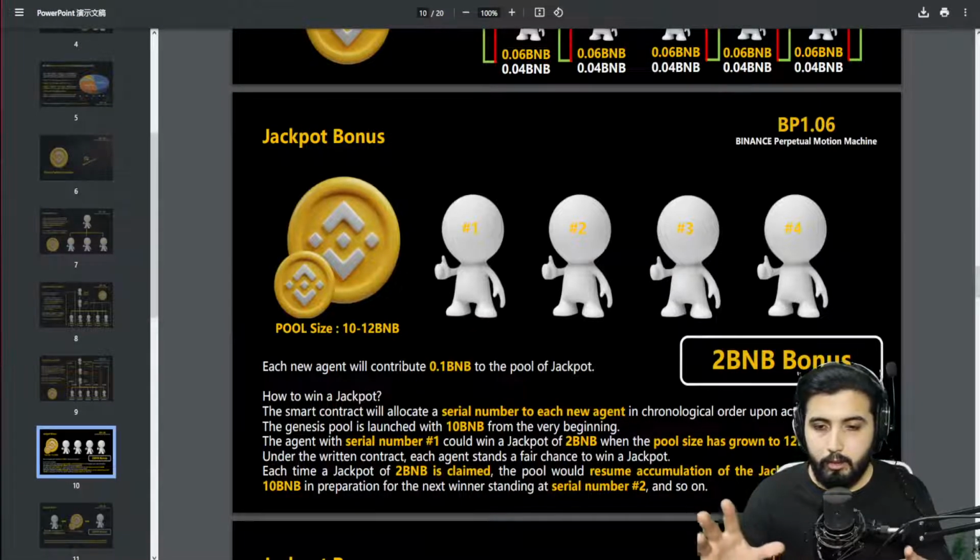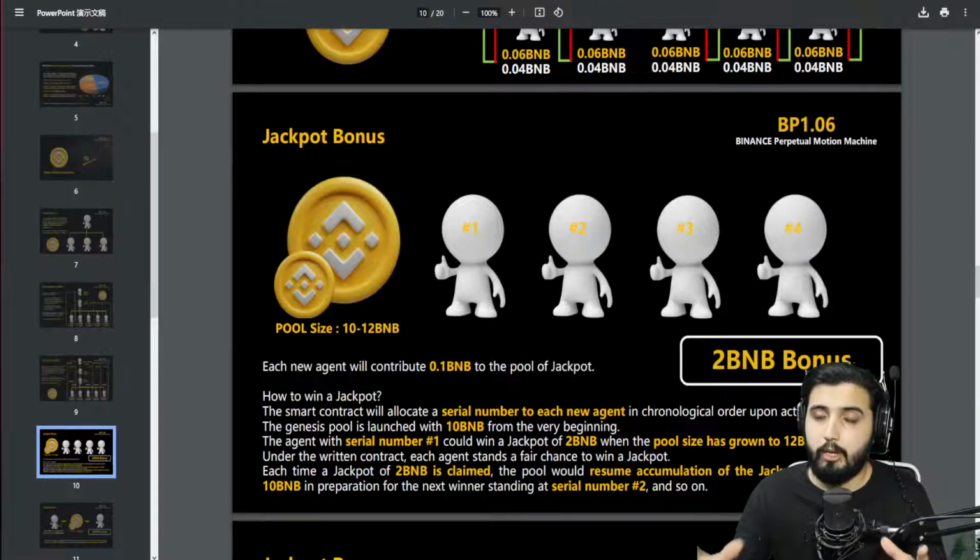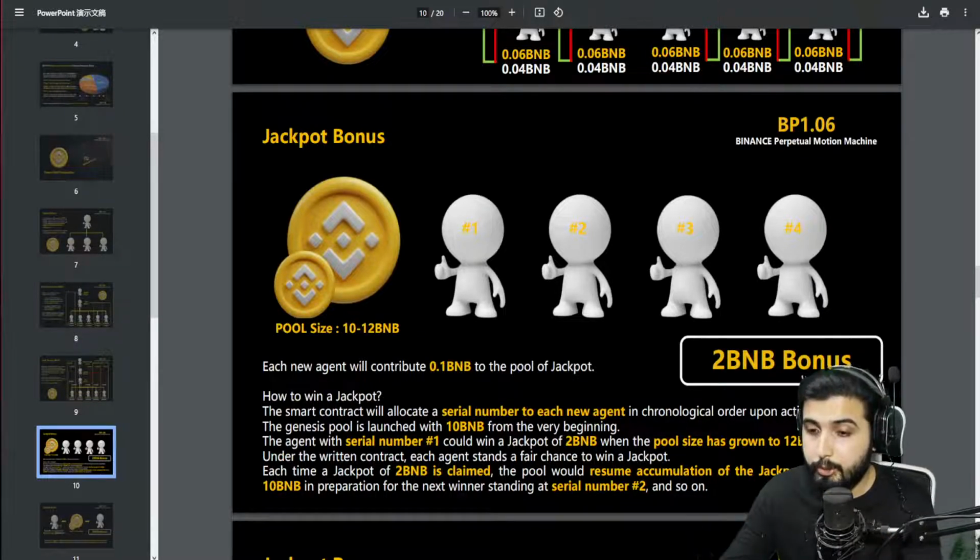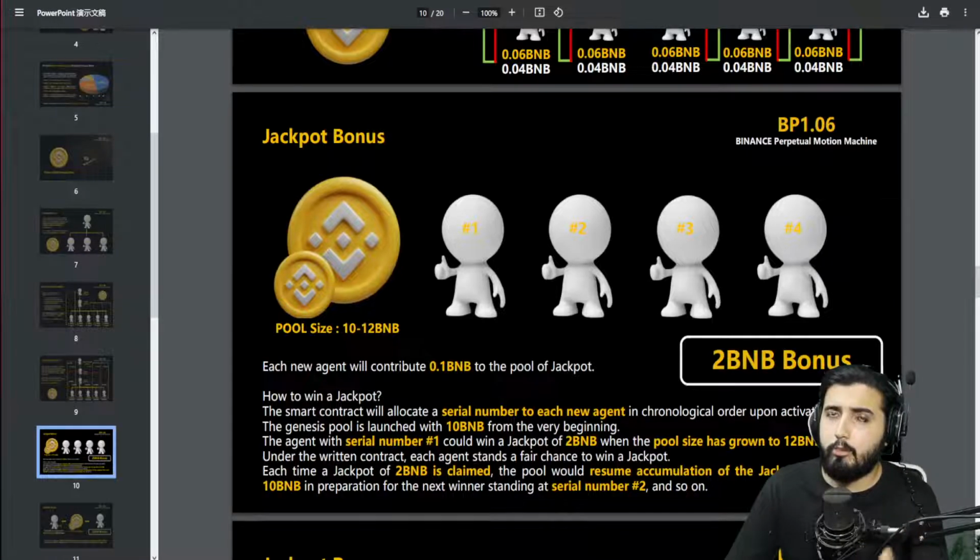And then 10 BNB is basically accumulated for the jackpot. What is accumulated afterwards, if there's like 12 BNB, there's 2 more BNB that is added. It goes to the person who has serial number 1. So that person who has serial number 1 gets 2 BNB. So after every 20 people that deposit, 2 BNB is given to the person who has serial number 1. And then when that is completed, it starts accumulating again, and then serial number 2 comes in, and so forth, and this just continues.